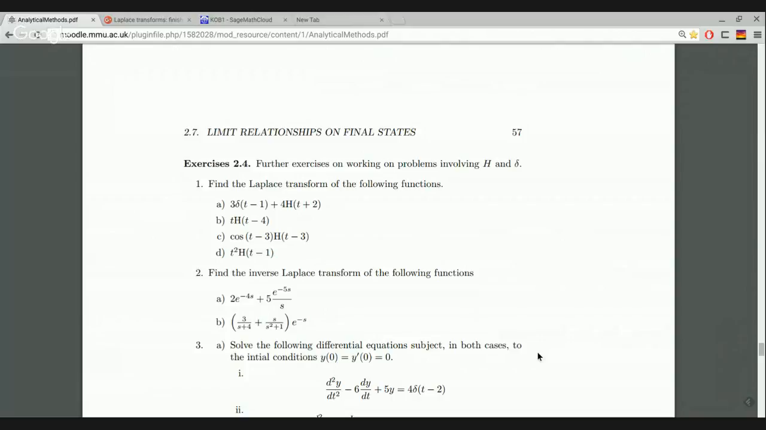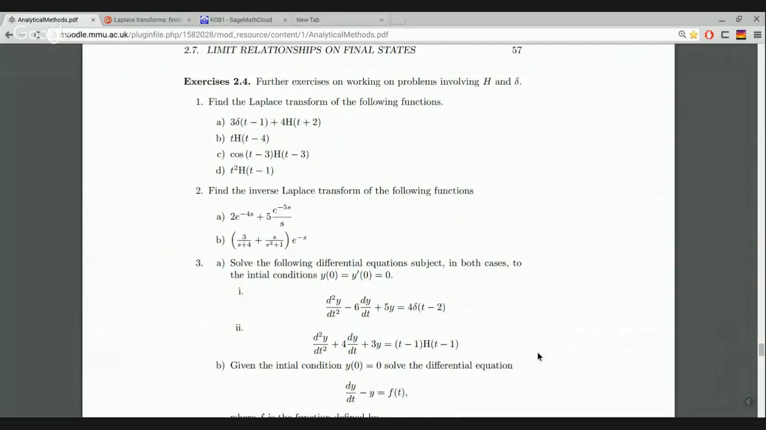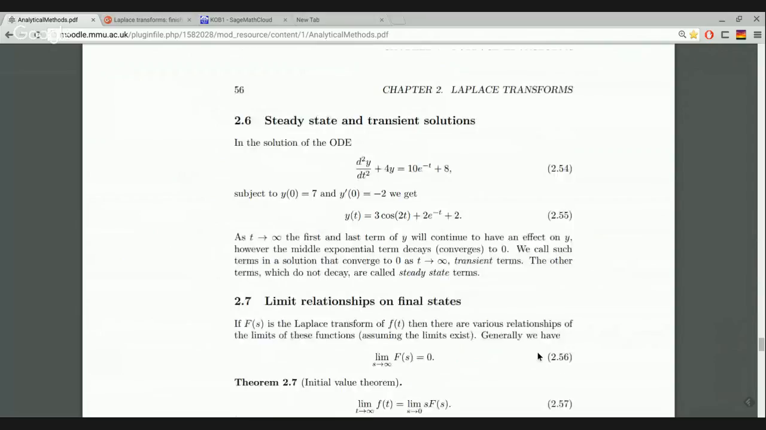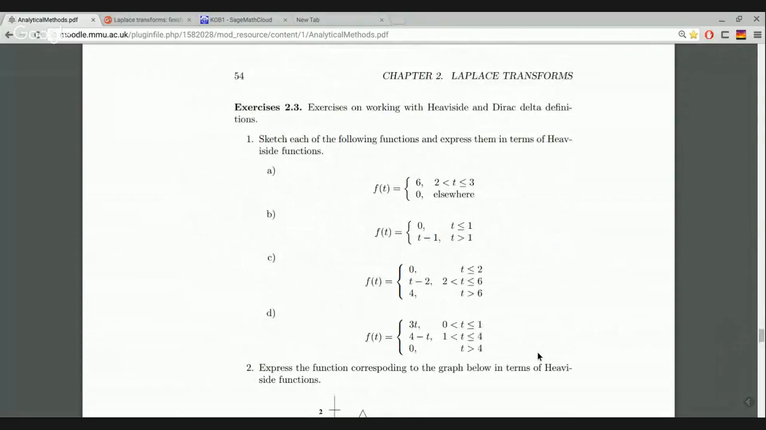So for the upcoming tutorials you're going to have today or on Monday, we could be working away on the final set of exercises in the Laplace transforms chapter, exercises 2.4. Those are on differential equations featuring the Heaviside step function and the Dirac delta function, yeah? And also the previous set of exercises, exercises 2.3.